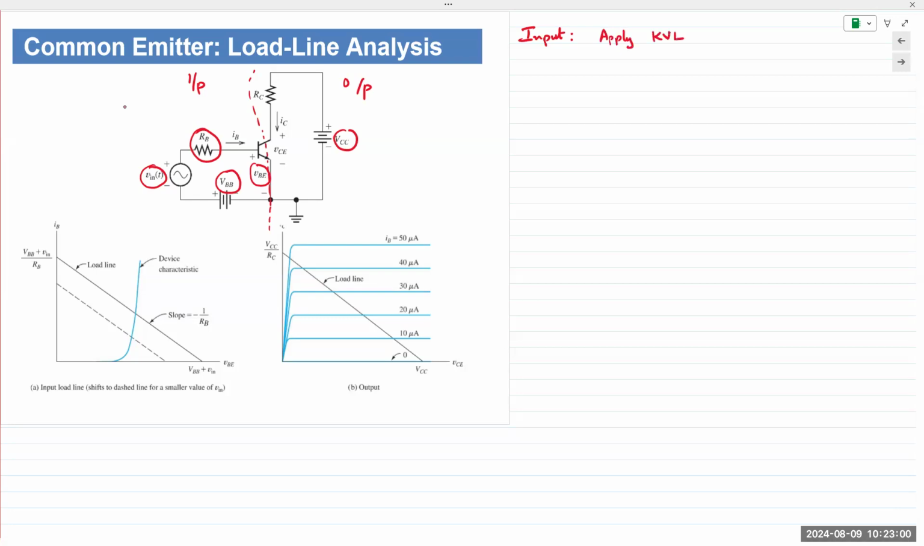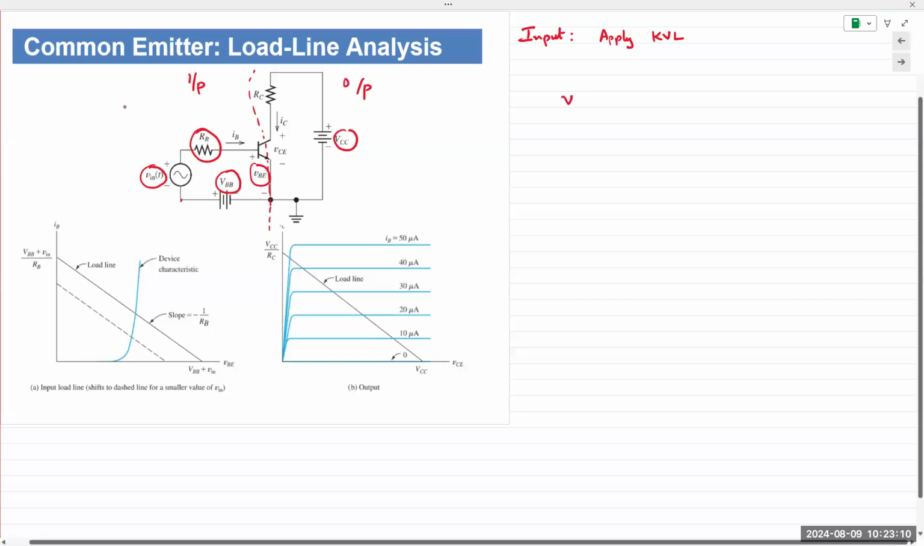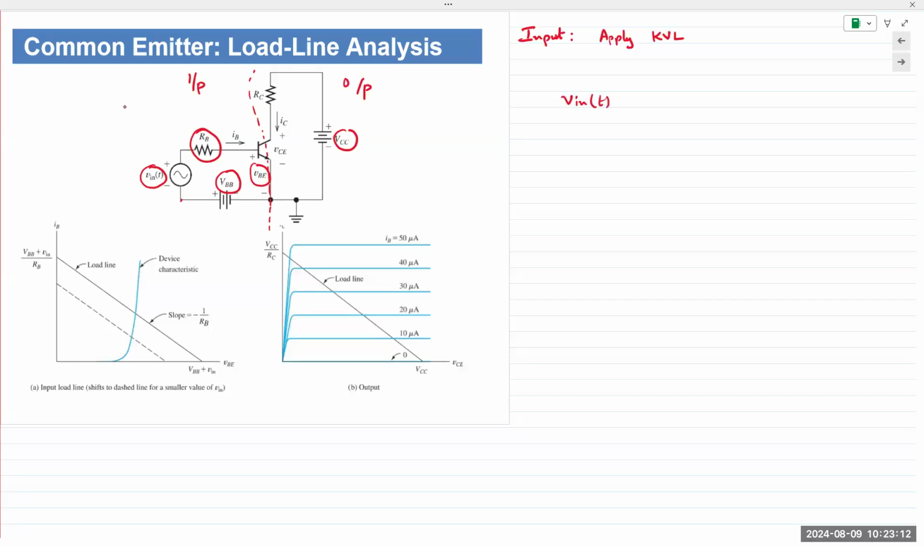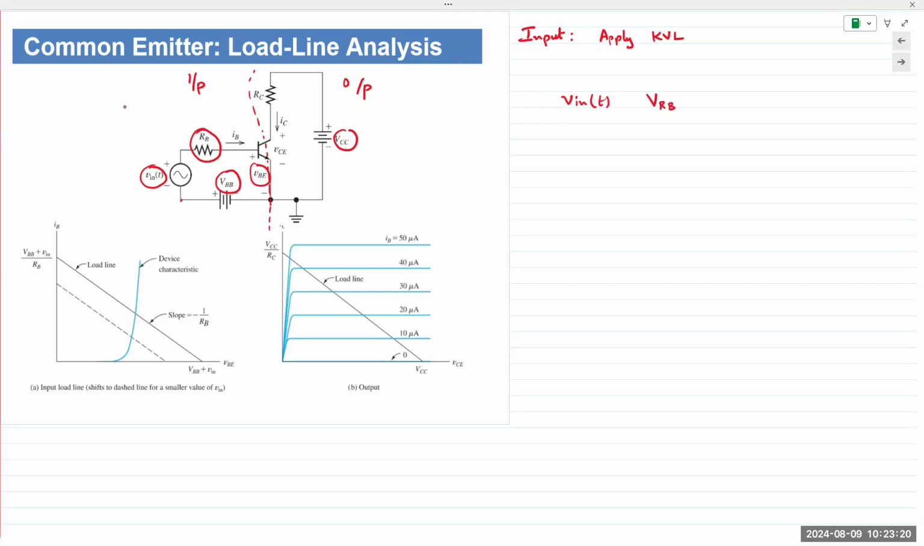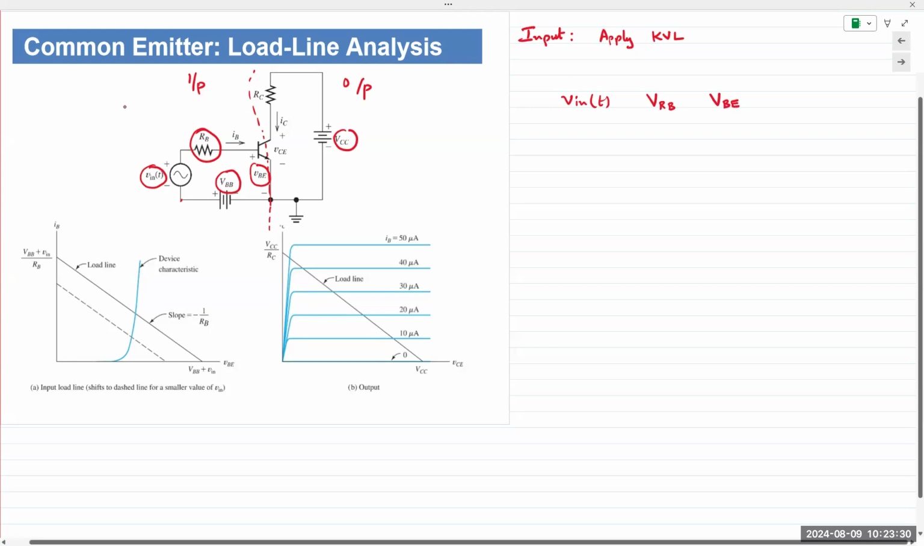on the input side. We see there are four voltages. Let's start from the bottom left corner. So we have this loop where we have V in of t. We have the voltage across RB. I will note it as VRB, base resistor. And then we have VBE. And then finally we have VBB. And they should sum up to 0.